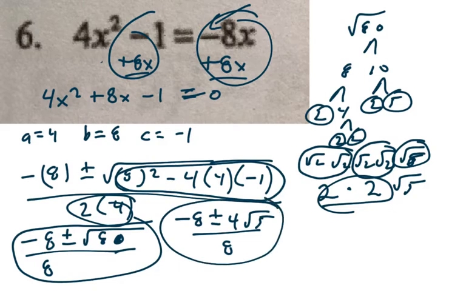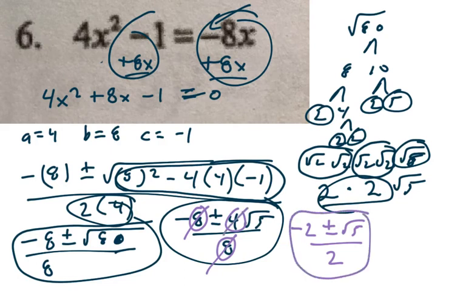Only thing wrong with that answer, it can be simplified. If you look at all the numbers, I can divide by 4, right? So if I divide by 4, I get negative 2 plus or minus square root 5 over 2. I divided that by 4, that gave me 2. Divide that by 4, that gave me 2. Divide that by 4, became 1. And so, there's your answer.